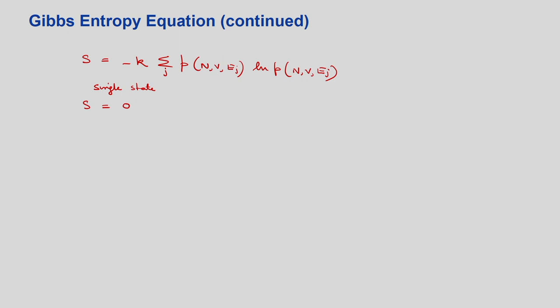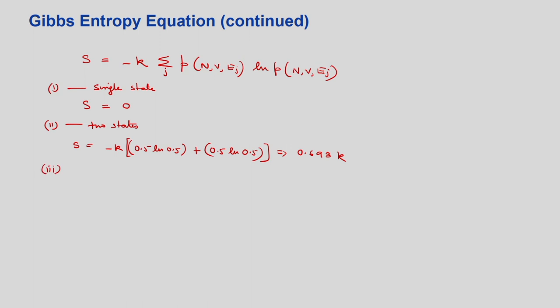Now, you keep on increasing the number of states. Let us suppose 2 states. If there are 2 possible states, the entropy becomes minus k into 0.5 ln of 0.5 plus 0.5 ln of 0.5. Now, see the answer will be close to 0.693 k. So, it is positive. So, entropy increases as the number of states increases. This is the first case, this is the second case.